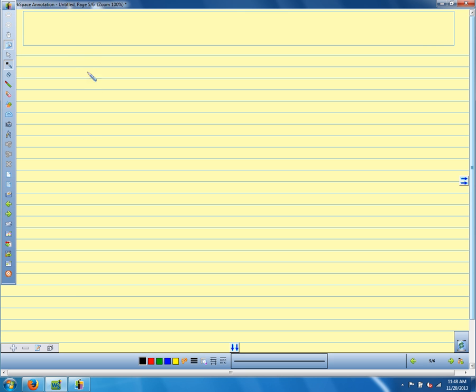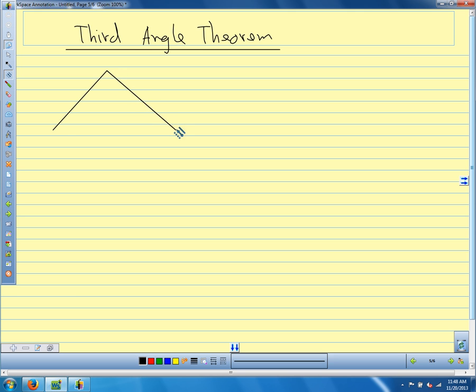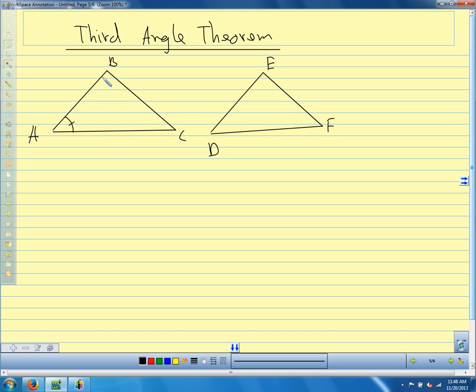Our book calls this the third angle theorem. The name of it isn't important, but it might help you remember. And it has to do with what we did on the opener. So let me draw two triangles. And we're going to say that this is triangle A, B, and C, and triangle D, E, and F. And we're going to say that angle A is congruent to angle D, and angle B is congruent to angle E.